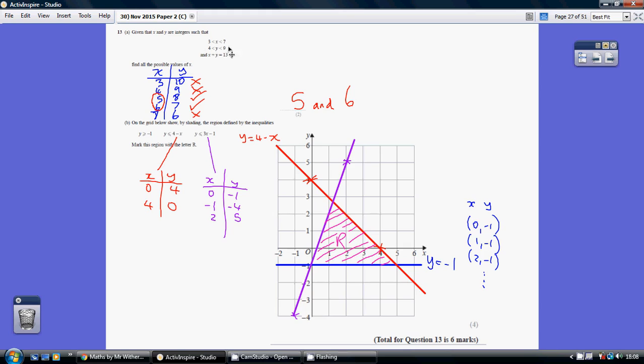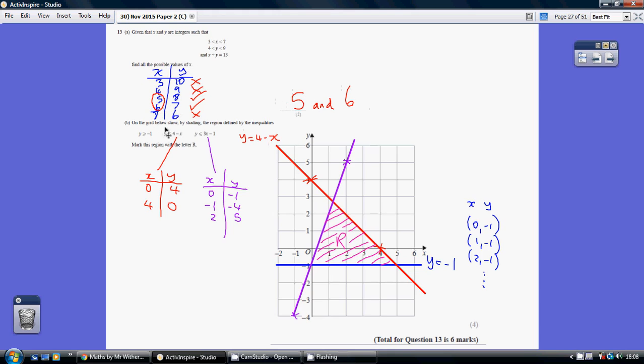Secondly, looking at this inequality, we need y to be greater than 4 but less than 9, so that discounts that one there, where y actually equals 9. So the ones we're left with that satisfy all three is when x is 5, y is 8, and when x is 6, y is 7. Those combinations satisfy those, so x value wise it is only 5 and 6 that we're interested in.